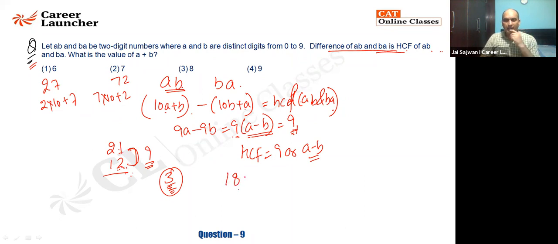Let's take a number as 18. If you reverse it, it is 81. What is the gap between them, my dear? The gap is coming out to be 63. Now 81 minus 18 is 63, which is the difference between them, and that should be the HCF of AB and BA. So what is the common value between them? One is 9 into 2, second is 9. So I'll say this is coming out to be 9 here.